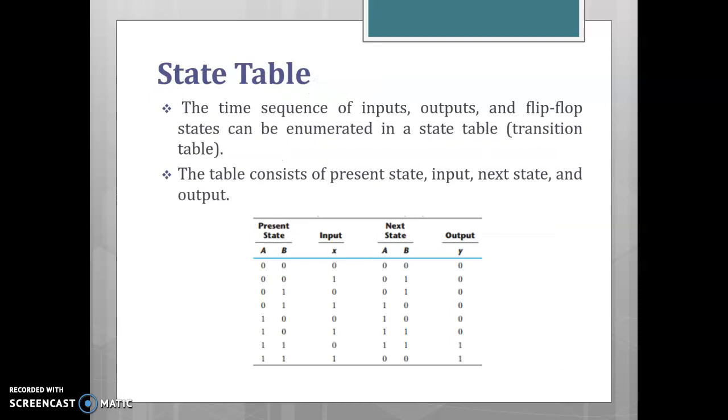State table describes the sequence of input, output, the present state and the next state in tabular form. An example of the state table is shown in the figure. The state table consists of the present state, input, next state and the output.